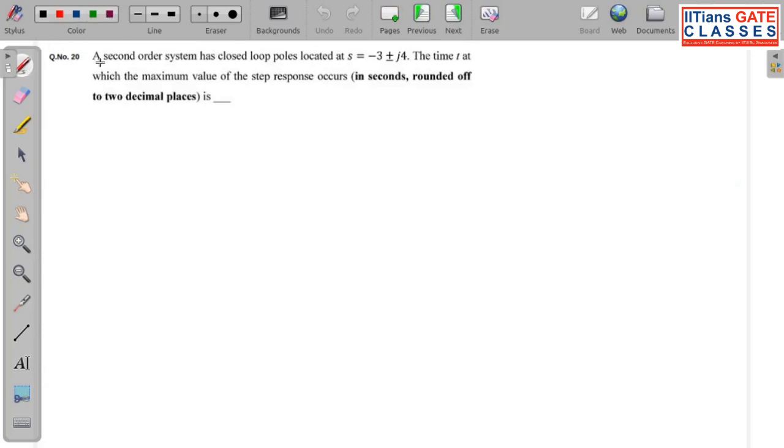Okay, so the next question, what is it? A second order system has closed loop poles located at s equal to minus 3 plus minus j4. The time at which the maximum value of the step response occurs. What are they asking you? The time at which the maximum value of the step response occurs. Okay, fine. So first thing first, if I want to draw the pole-zero map, what will it be?